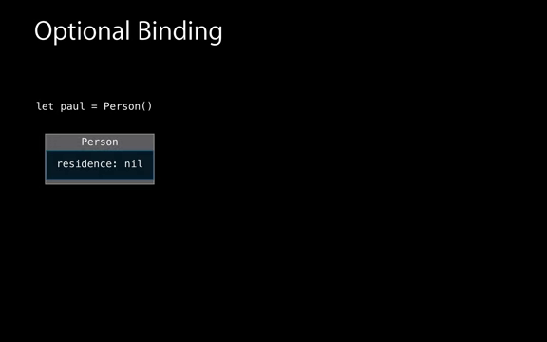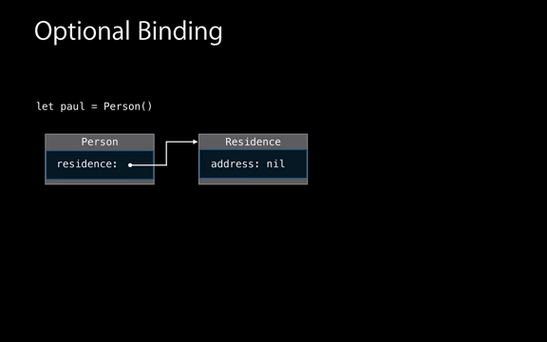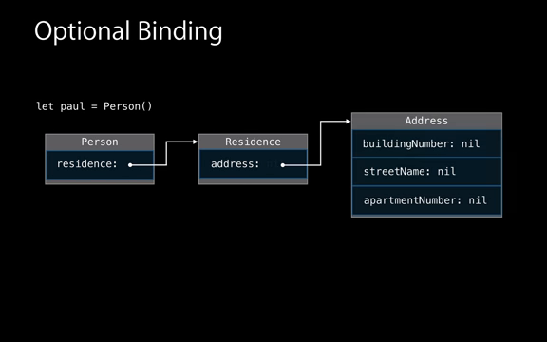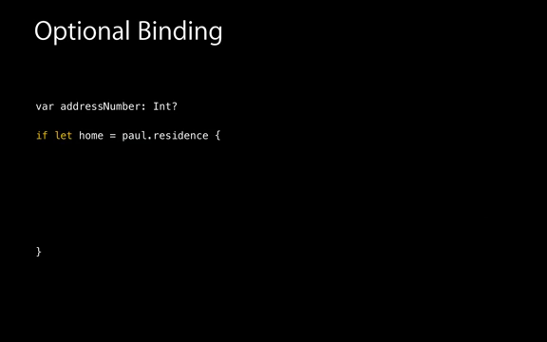And let's do a little bit more bookkeeping. Let's go ahead and create a person instance, Paul, here. And let's give Paul a residence. And let's also give Paul's residence an address so we can receive his mail. Now, because Paul doesn't live in an apartment, we're not going to set the apartment number, but we're going to set the building number to the string 243 and the street name to Main Street. Now, let's say that we wanted to get at the address number as an integer, not as a string.